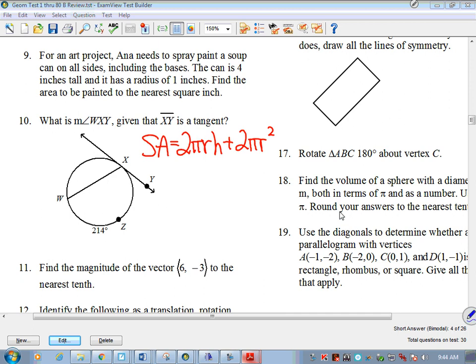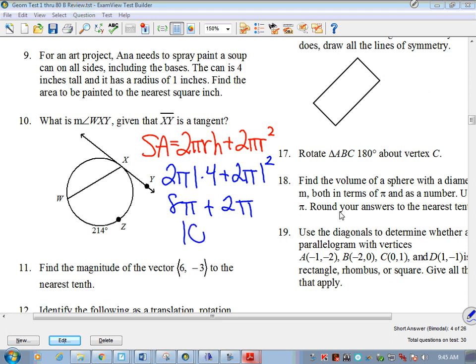Now, let's put in some numbers where we're missing things. 2 pi, what was the radius? 1. What was the height? 4. Plus 2 pi, radius was 1 squared. What's 1 times 4? What's 4 times 2? 8. So I got 8 pi plus, what's 1 squared? What's 1 times 2?